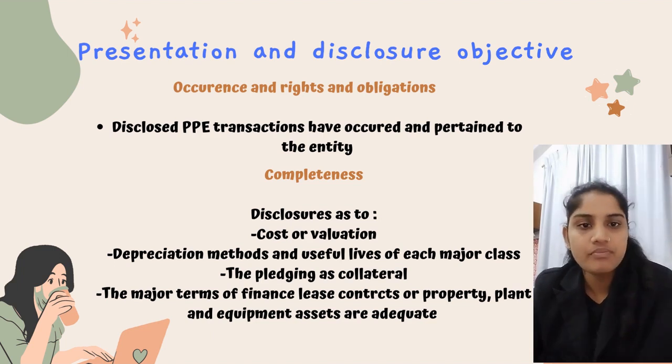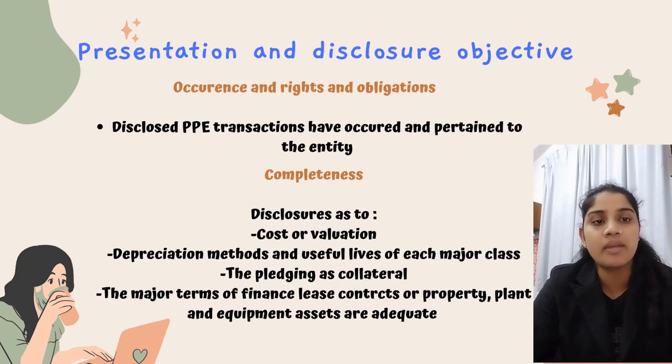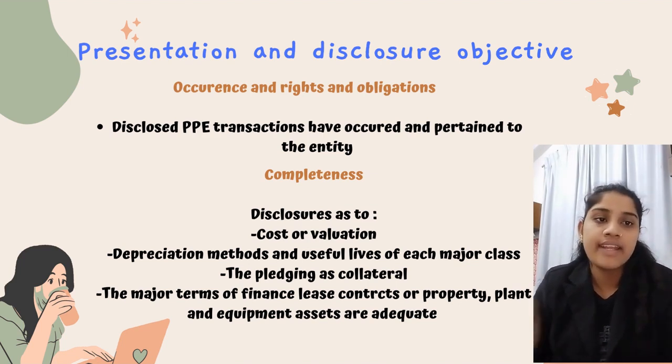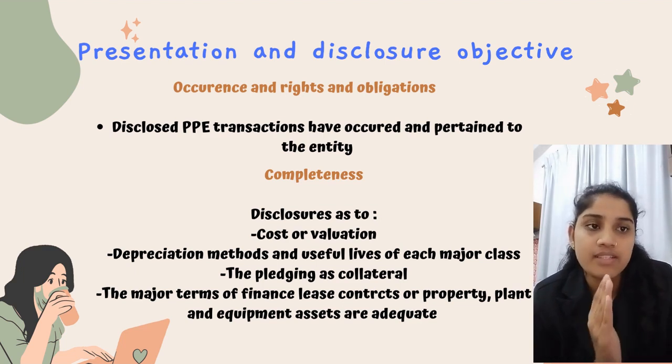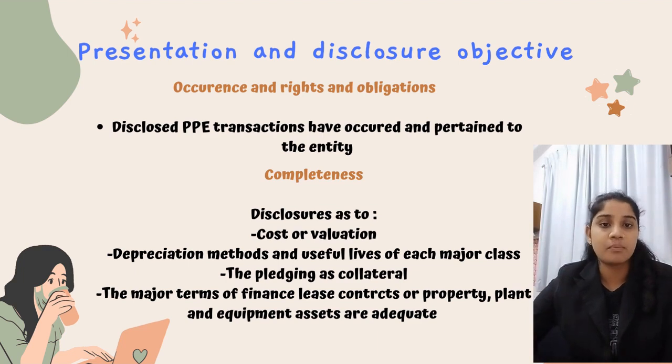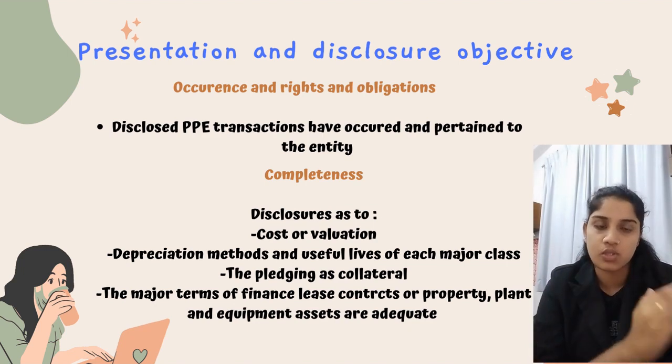And next is completeness. There are a few steps in completeness. First is that cost or valuation, depreciation method and useful life for each major class, the pledging of collateral and also the major terms of finance lease contracts of property, plant and equipment assets are adequate. So from here, for completeness, which is the first disclosure, cost or valuation should always be recorded, and also the depreciation methods and useful life of each major class are equally important. And next, the pledging as collateral and also the finance lease contracts should always be recorded, as what we have done for the previous one, for example the balancing objective. So all this should be recorded once a property, plant, equipment is disclosed.